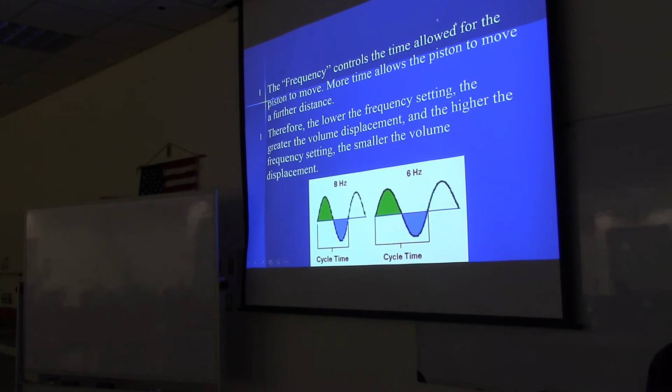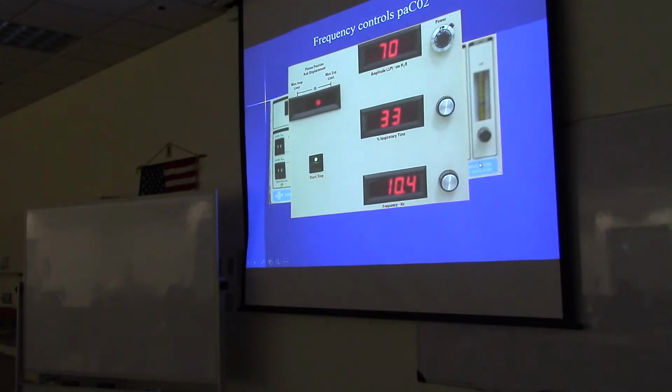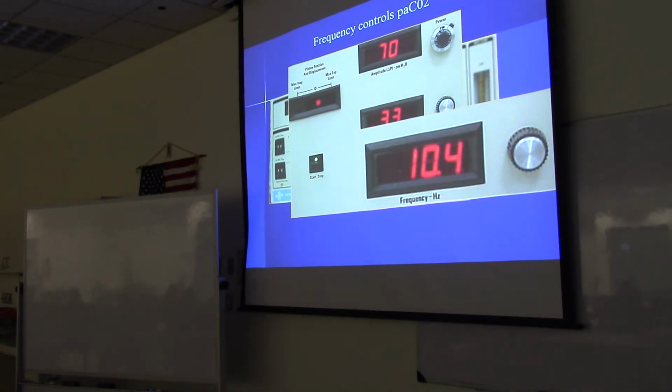It's trying to show you when you have a faster Hertz, you have a shorter cycle time, and therefore shorter time for inspiration and exhalation. When you slow it down, you get a bigger volume because you've just got more time for the air to go in and out. Okay, so instead of respiratory rate, you're going to see frequency and Hertz.